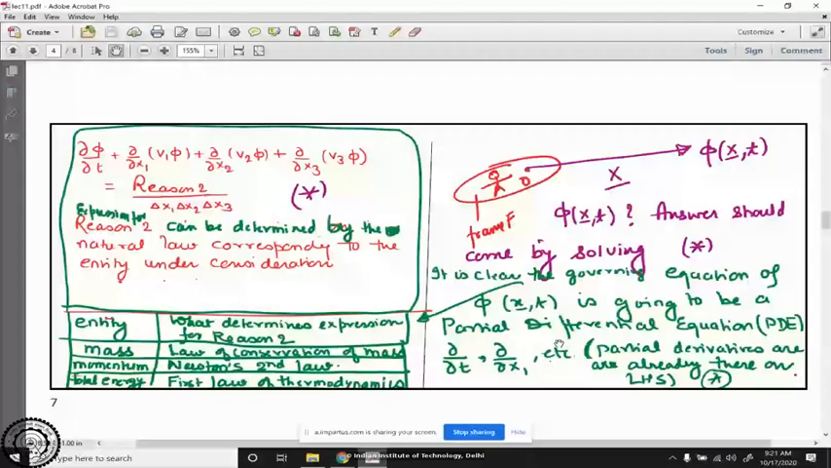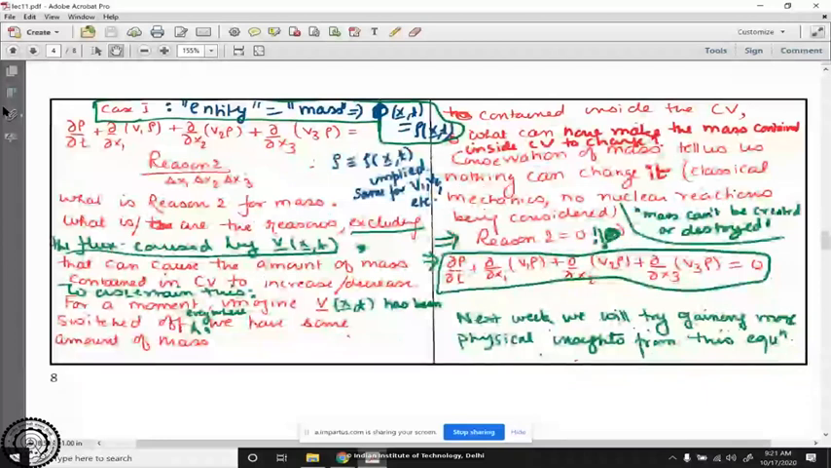Okay, so now let's try finding reason 2 for the case when the entity is mass. When the entity is mass, we have seen it earlier, phi becomes rho, right? So in the star equation, whatever we have gotten so far, I'm going to replace phi by rho. So the left hand side is clear now, and we are only left with reason 2 by delta x1, delta x2, delta x3. Now we have to find an expression for that.